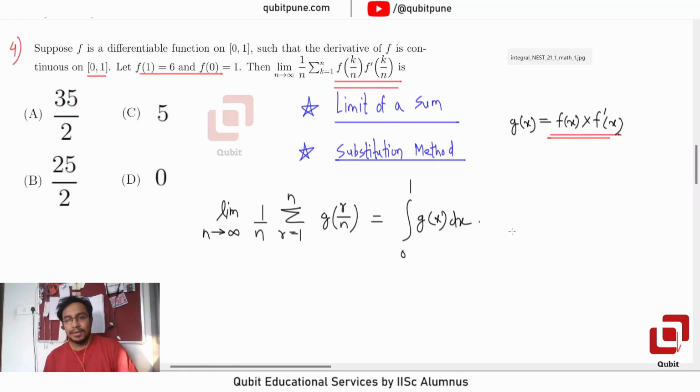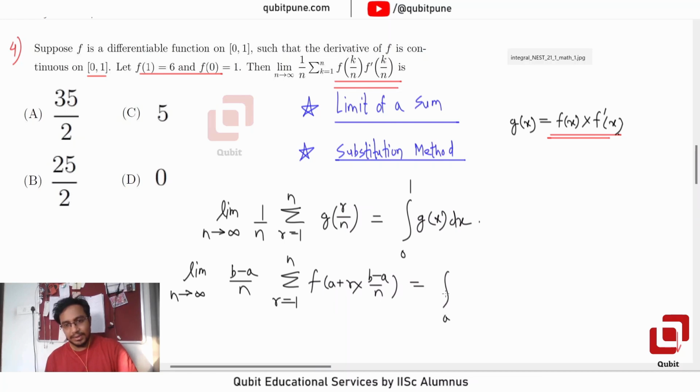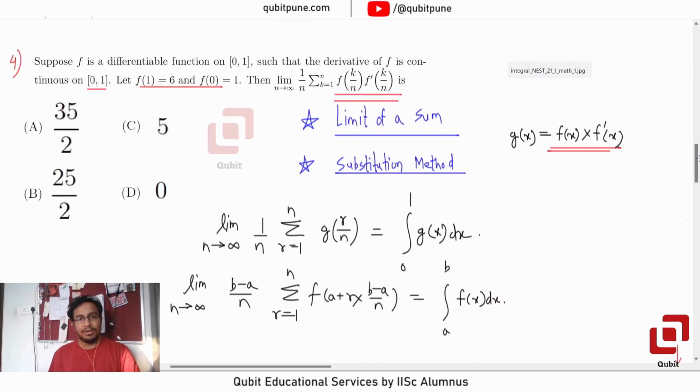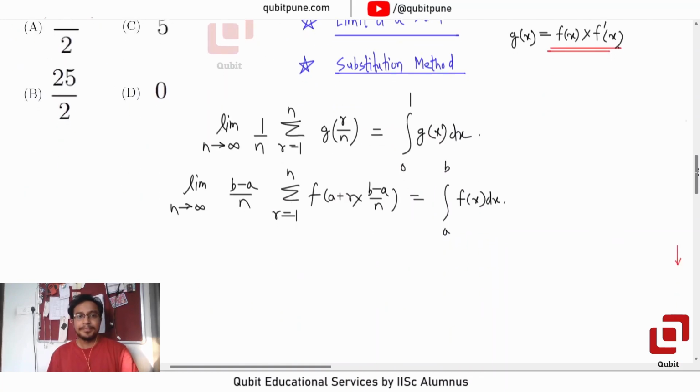Got it? See, what was our original definition? Limit as n tends to infinity, (b minus a) by n, summation r goes from 1 to n, f(a + rh), or r into (b minus a) by n, and that becomes integral a to b f(x) dx. The change that we have brought in is only notational, so we have used g instead of f because f is already utilized for some other purpose in the problem.